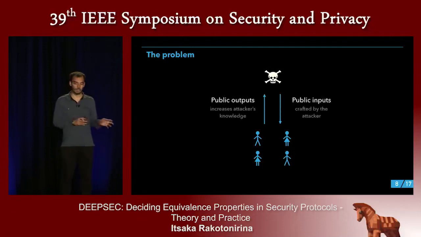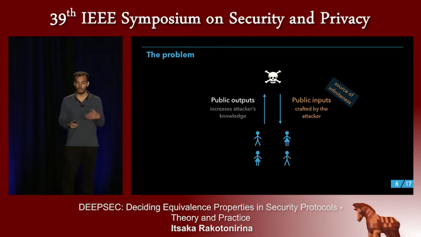On the one hand, the attacker gets knowledge by spying on public outputs, on communication channels. And on the other hand, whenever the protocol expects a message, the attacker can just craft something on its own and send it to the protocol. And this is the source of infiniteness in the problem. You have to quantify over all possible messages the attacker may want to craft, and this is why the problem is non-trivial, even when you bound the number of communications of the protocol.